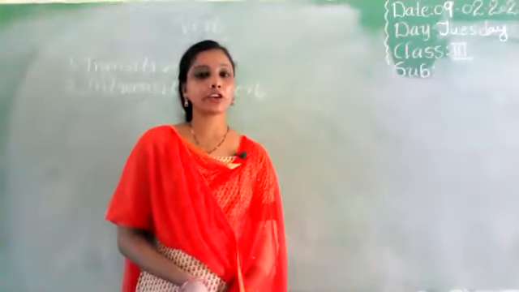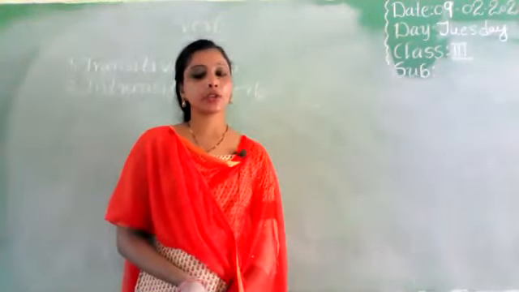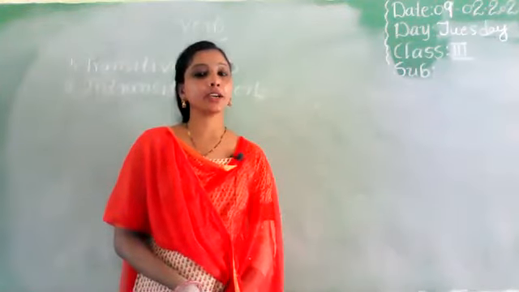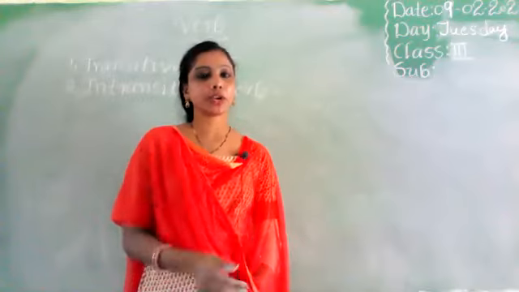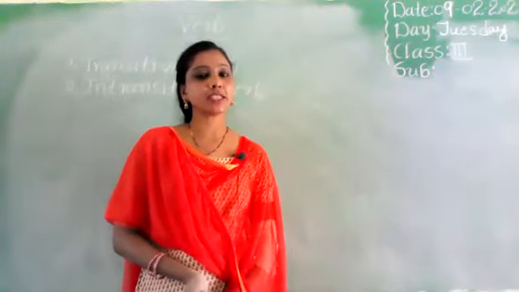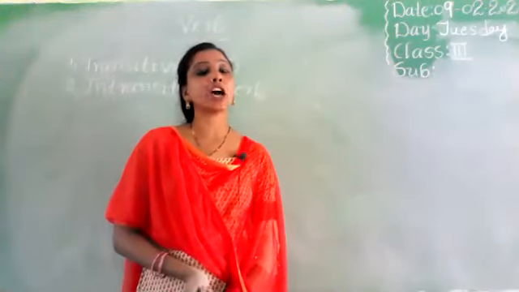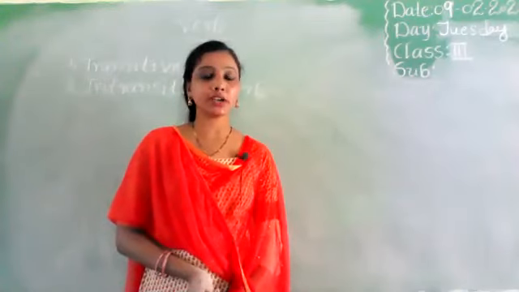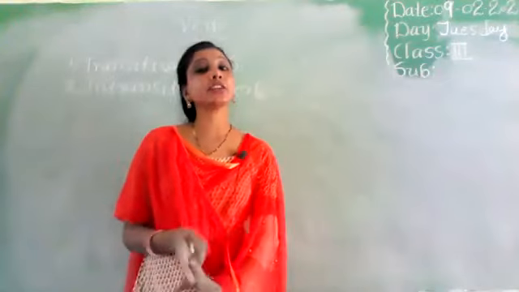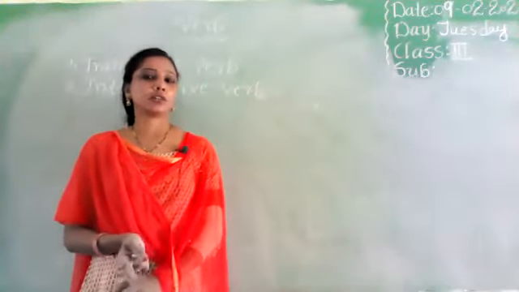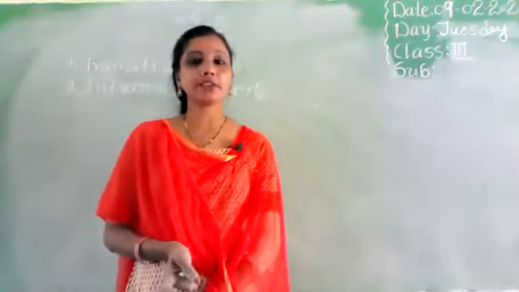So previous class I taught about the verbs, right? So how many types of verbs are there here? Transitive verbs, intransitive verbs, right? There are two types of verbs. A transitive verb is one which needs an object to complete its meaning. An intransitive verb is one which doesn't need the help of the object.